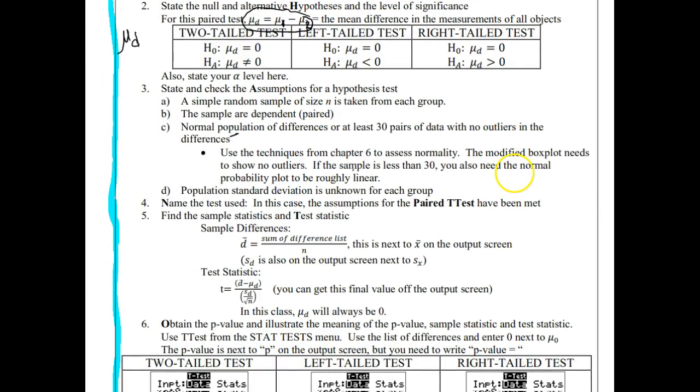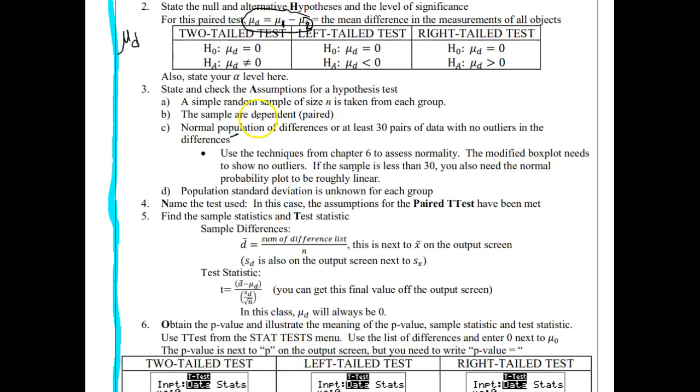Again, we've got some assumptions to check. So the first of those in this class is always going to be, we're just going to assume a simple random sample has been taken. In this case, our second condition, we need to make sure that the samples that we've taken are dependent or paired samples. And then the next condition is we need a normal population of differences, or at least 30 pairs of data with no outliers in the differences.